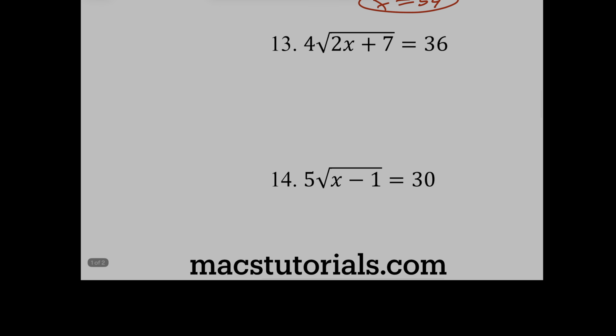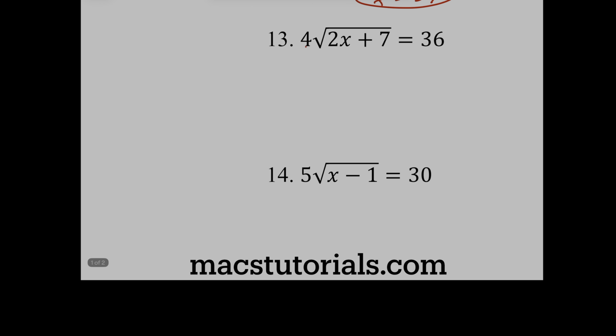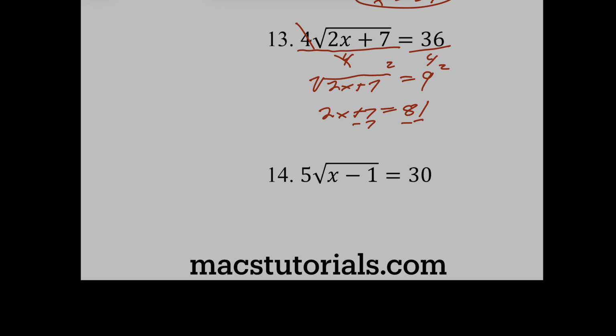All right, let's do number 13. I have that 4. The 4 is multiplying, so I want to get rid of him by dividing. And once I do that, my outies die, and all I have left are my innies. 2x plus 7 equals 9. And now that all I have is innies, I'm going to square both sides and get 2x plus 7 equals 81. Let's subtract 7 from both sides. 2x equals 74. Divide everybody by 2. x is going to equal 37.